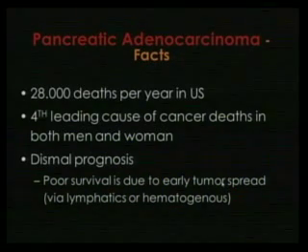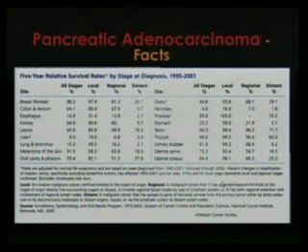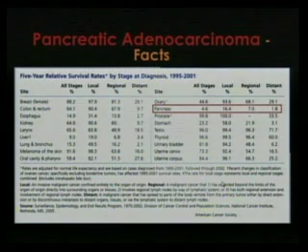Some of the numbers that we have: 28,000 deaths per year in the United States for pancreatic cancer. It's the 4th leading cause of cancer death in both men and women. Bad prognosis. This is from the American Cancer Society, you can see the 5-year relative survival rate. Look at pancreas in all stages, it is less than 5%. Obviously, if you have a diagnosis with distant metastases, it is less than 2%, and with regional disease it is 11 and 10%. It's less than 7%.